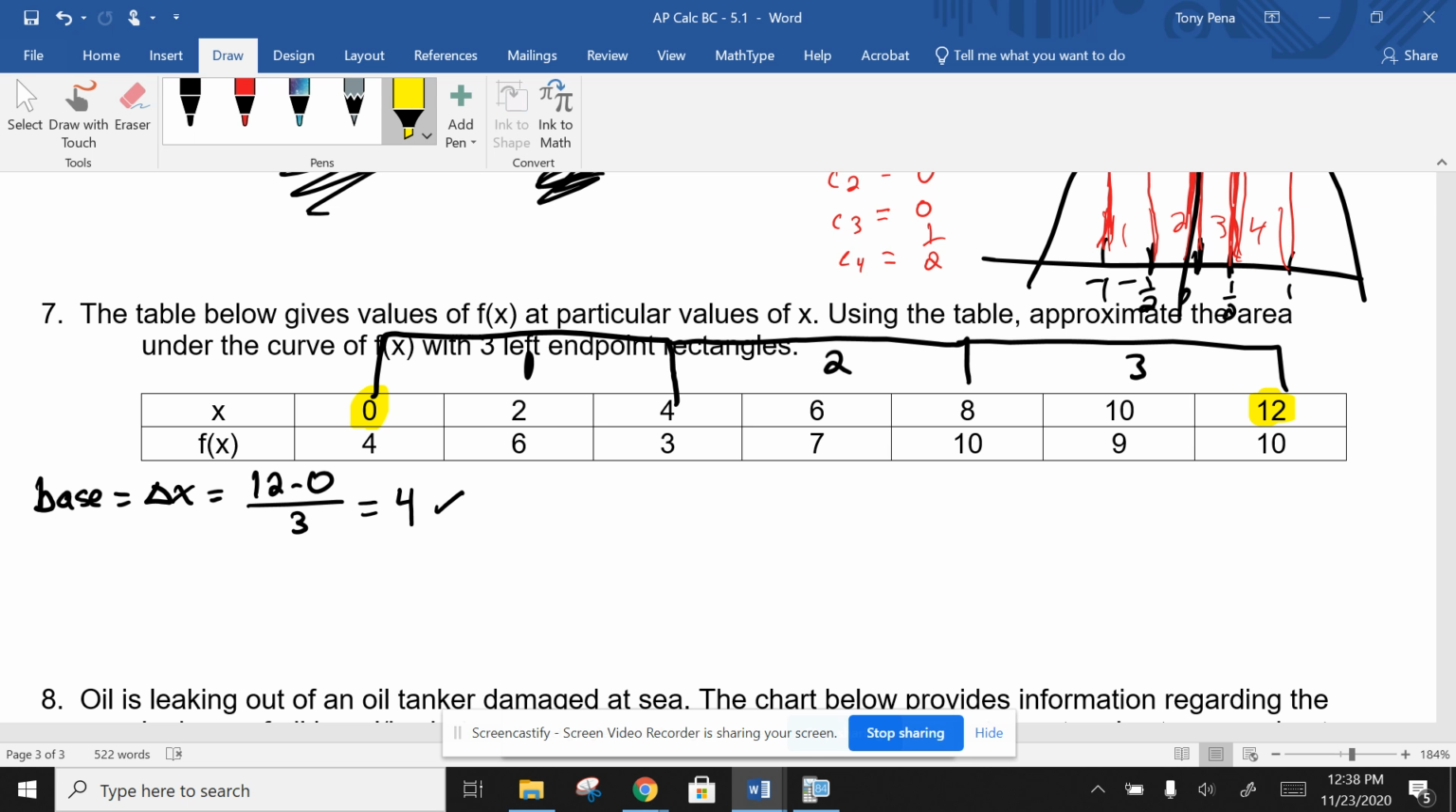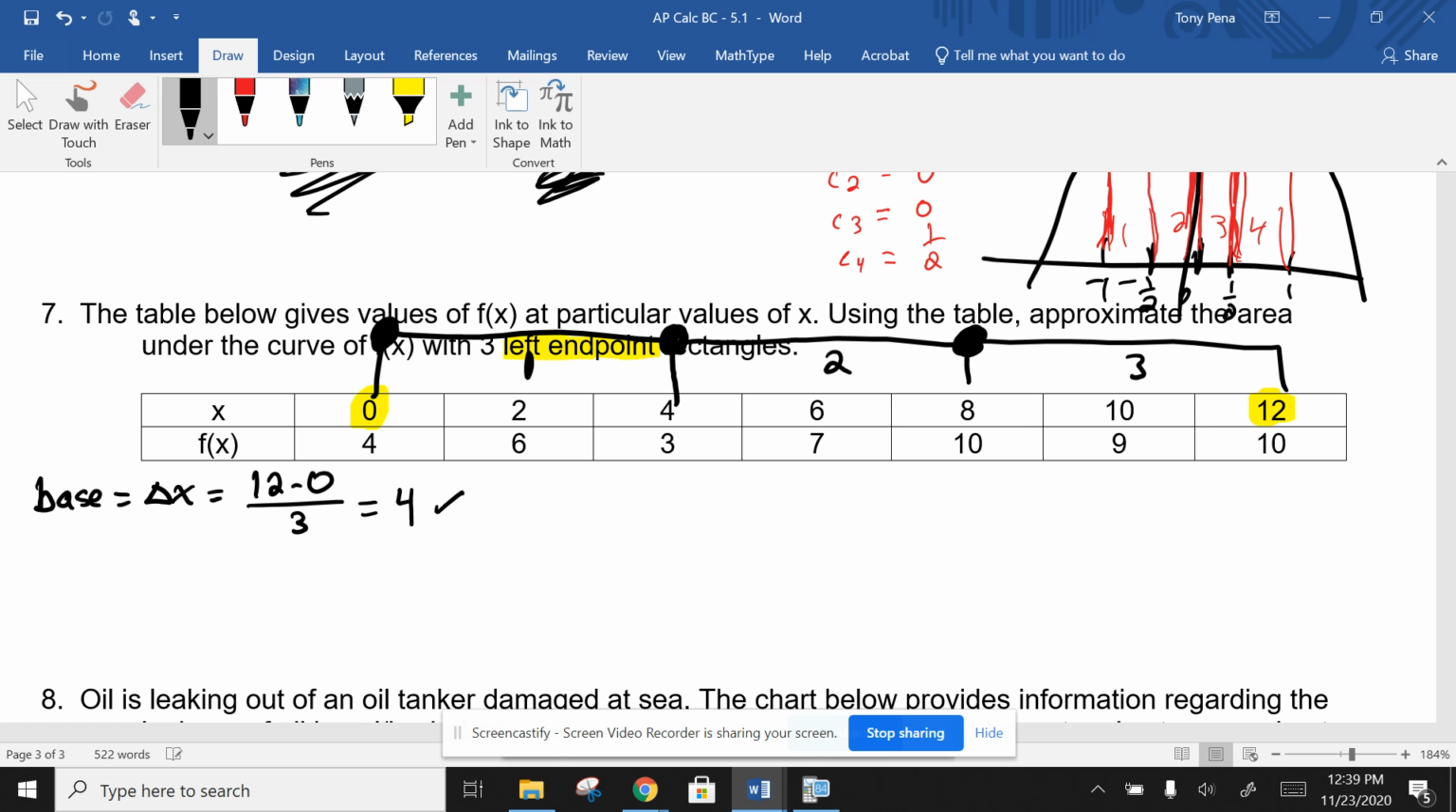The types of rectangles that I then wanted you to use were left endpoint rectangles. They kind of overlap there. So if you look at rectangle number 1, its left endpoint would have been right here. If we had the graph drawn, that's where you would have put your big dot. That would have been the x coordinate that we would have used. For rectangle number 2, its left endpoint would have been right here. And for rectangle number 3, its left endpoint would have been right there.